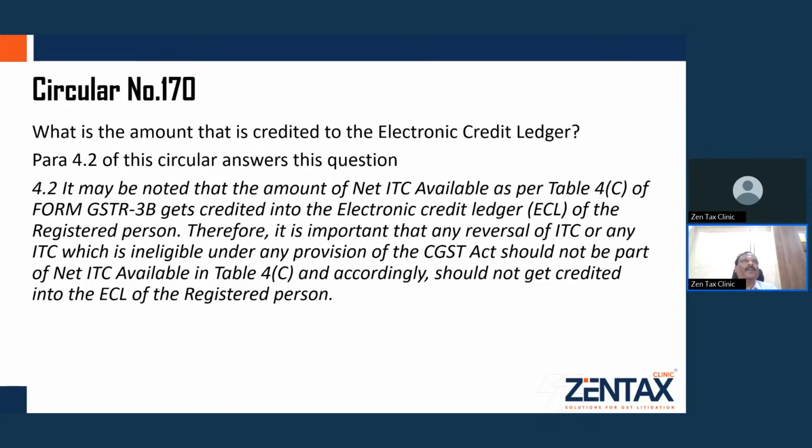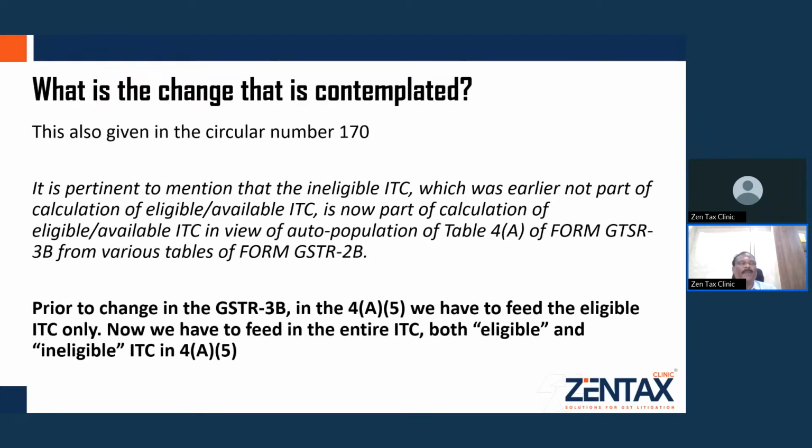So I have taken it, and after that I will reverse it. You can say that, but the primary requirement is that the ineligible credit should not enter into 4C. This is very important, and it is stressed in Circular 170. So whatever the ineligible amount, you have to put it in 4B, 4B1 or 4B2. 4B1 is permanent, 4B2 is temporary.